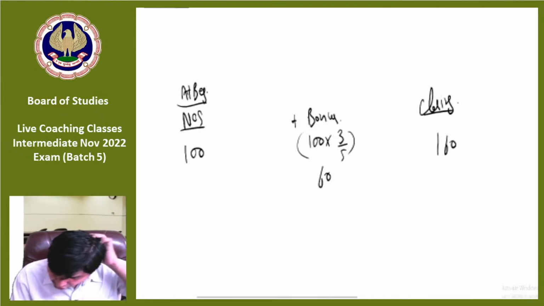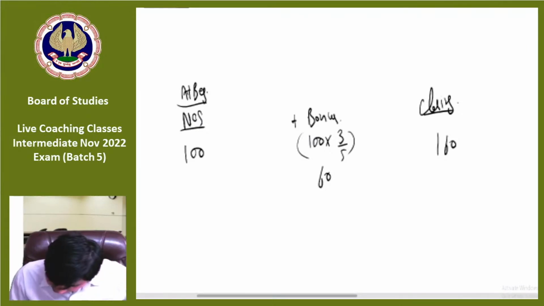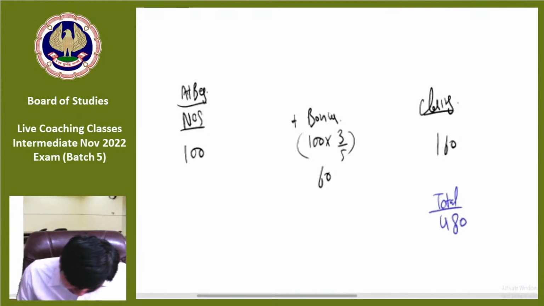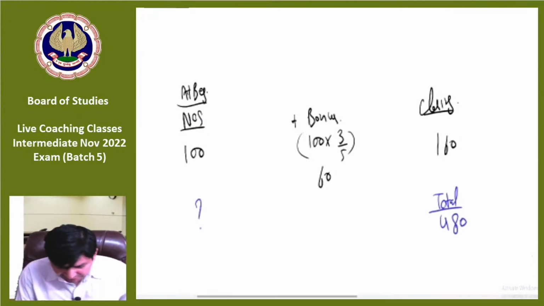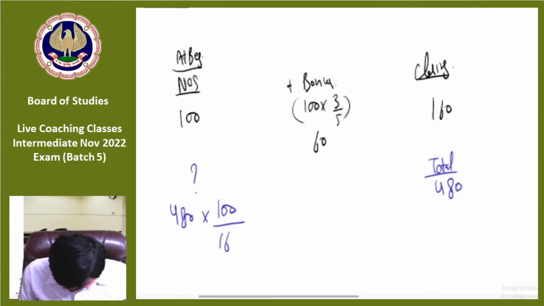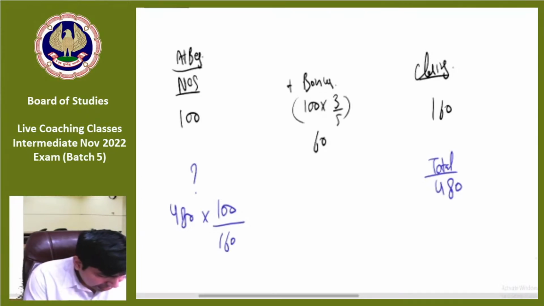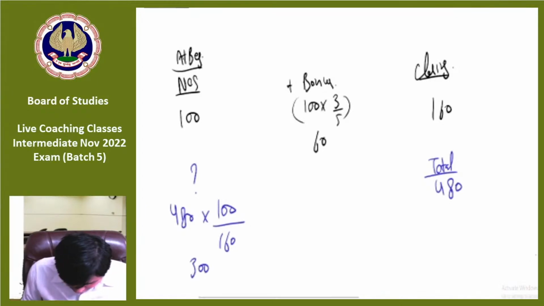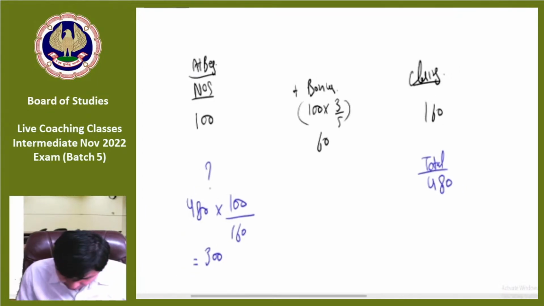Okay, and you know the closing number of shares? Yes, we know the total number of shares at the year end is, beta, 480. Then can you please find out the total number of shares at beginning? Yes, you can find out in this way also: 480 multiplied by 100 divided by 160. In this way also you can find the total capital before issuing bonus shares.